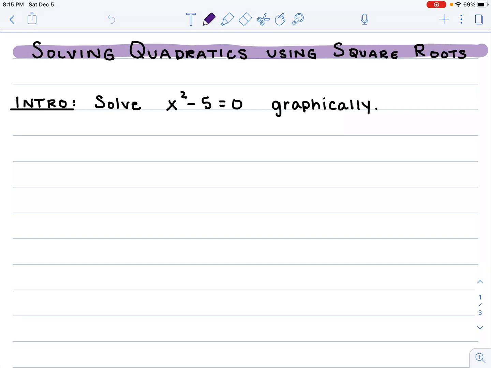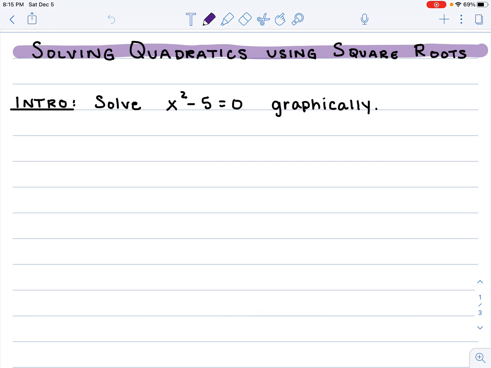Hi everyone, today we're going to be learning how to solve quadratics using square roots or radicals. So we've learned how to solve graphically, we've learned how to solve by factoring, and when those two methods don't work, we also have a third method of solving with square roots. So real quick, we're going to do a quick intro of how to solve this graphically one more time.